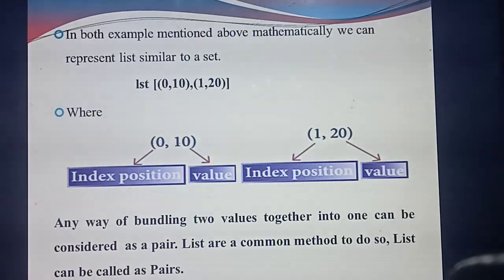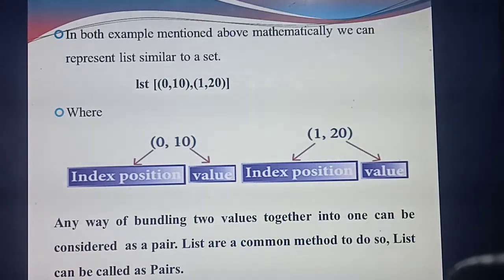Listen. The 0 index, that is the first one, 0, 10. Here 0 represents the index position, or the index value, or the place value, and the 10 represents the value of the list. The first one is representing which one? Index position or index value. The second one is the value of the list. Likewise the second one, 1, 20: the first is the index position, 1, and 20 is the value. So you are giving the place value and the element in the same bracket.